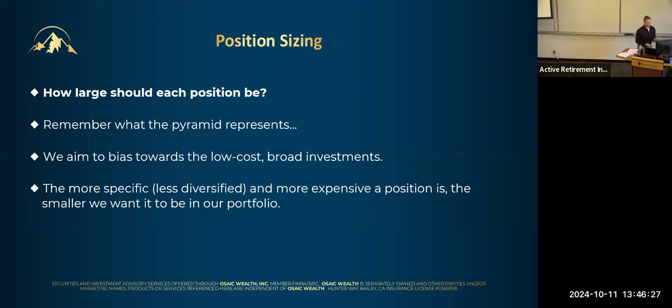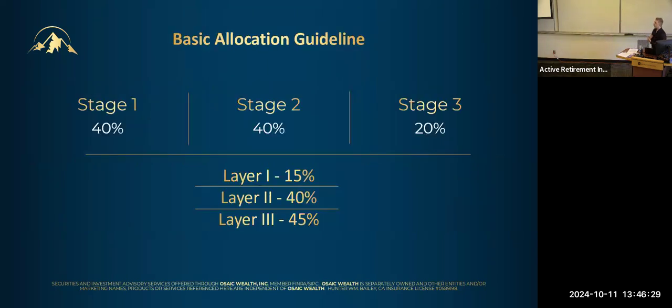So, kind of a super simple basic allocation guideline. Again, this is not an end-all be-all. It's just a place to start. Tweak these numbers when you throw it down on your portfolio. But you might start with the first stage being 40% of your portfolio, the second stage being another 40% of your portfolio, and the third stage being 20% of your portfolio.